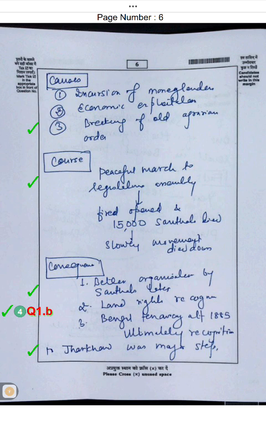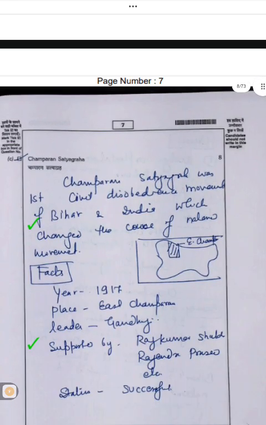Fire was opened and 15,000 Santhals died. Slowly the movement died down. Consequence: better organization by the Santhals later. Land rights were recognized, Bengal Tenancy Act 1885. Ultimately, recognition of Jharkhand was a major step.